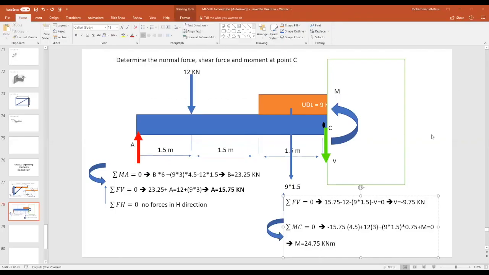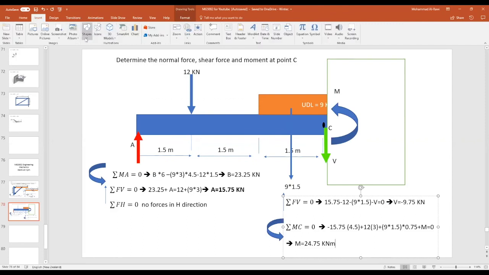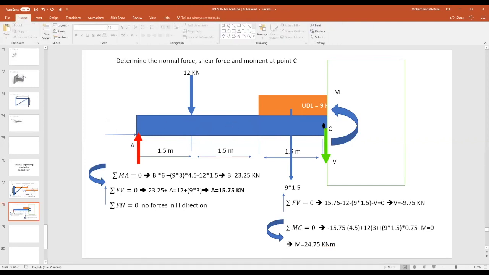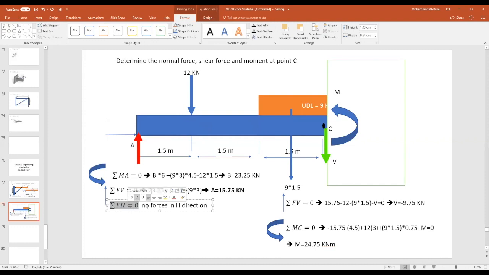So I'll repeat the steps. Just to remind you, the question wants you to determine the normal force, shear force, and moment at point C. Step one, we went through the question and drew the free body diagram. Again, I will explain this, it's really very important. When you have a hinge, we technically always have an X component in that direction. But because there are no other forces in the X direction, FH here is equal to 0, no forces in the H direction, which represents the horizontal.